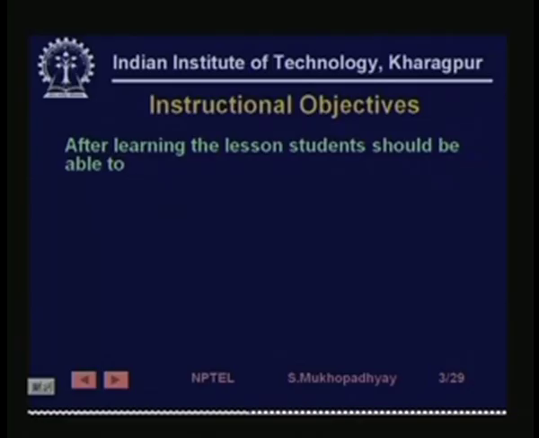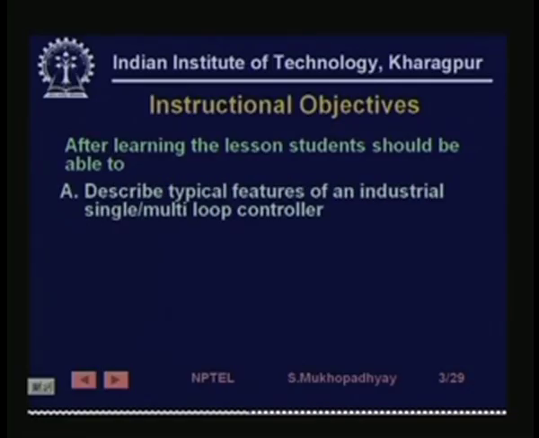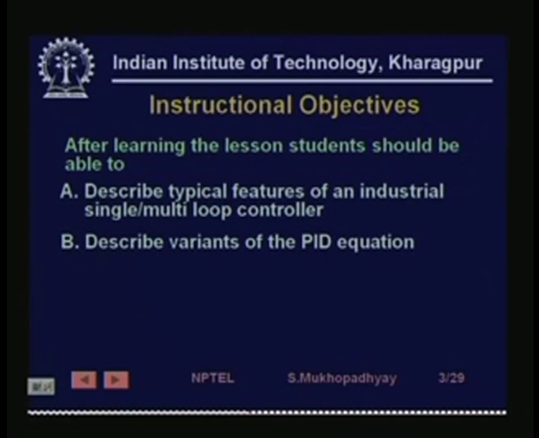Instructional objectives are firstly, describe typical features of an industrial controller, what you might expect in a typical controller. There are lots of variations, but we will only have the opportunity to look at a particular case. There are various variants of the PID equation. If you read the PID equation, sometimes you feel that is the only variant and you might implicitly assume the same variant to be existing in your controller. That is not the case. The several manufacturers implement PID controllers in various ways and you need to understand that before setting gains.